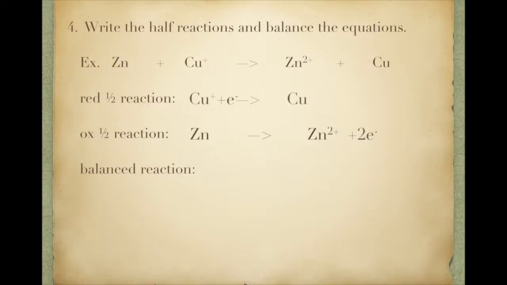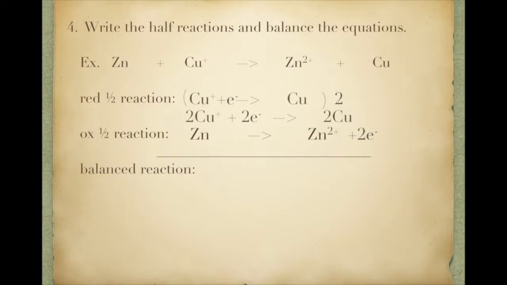Here's your issue. I need to make sure that the number of electrons I gain equals the number of electrons I lose. So I'm going to have to take my reduction half reaction, and multiply that entire thing by 2 in order to make sure that I'm gaining 2 electrons, because I'm going to be losing 2 electrons. So this would become 2 copper ions plus 2 electrons produces 2 copper atoms.